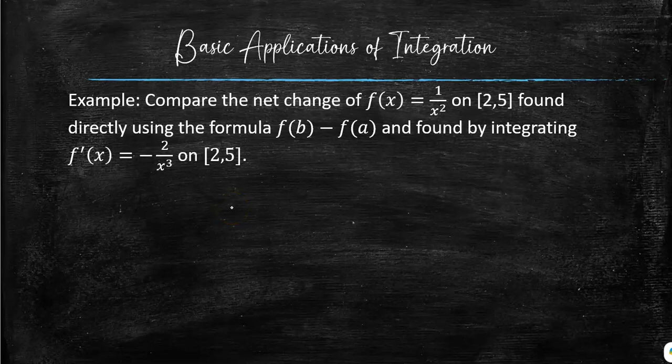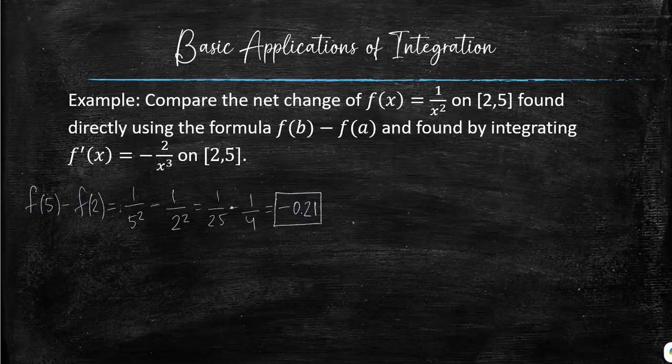So first we're going to compute the net change by simply evaluating f of 5 minus f of 2. F of 5 is 1 over 5 squared minus f of 2, which is 1 over 2 squared. So it's 1 over 25 minus 1 over 4, and it's going to be 4 minus 25 over 100, negative 0.21. That's the exact answer. We can also approximate it using differentials or linearization of this function, but this is not about that. This is about using the net change theorem. But I just want to point out that we do have that skill in our toolbox of approximating this with differentials or maybe linearization.